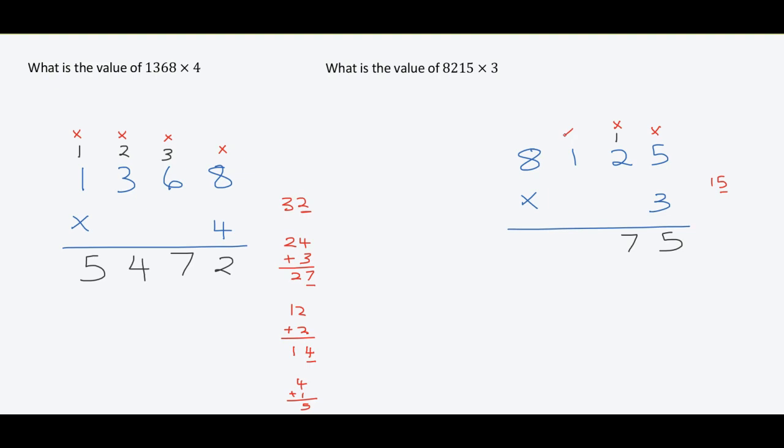Now we go over to the next column on the left. 1 multiplied by 3, we have 3, nothing to carry over. And then we move over to the final column, which is the column on the left. 8 multiplied by 3, we have 24.